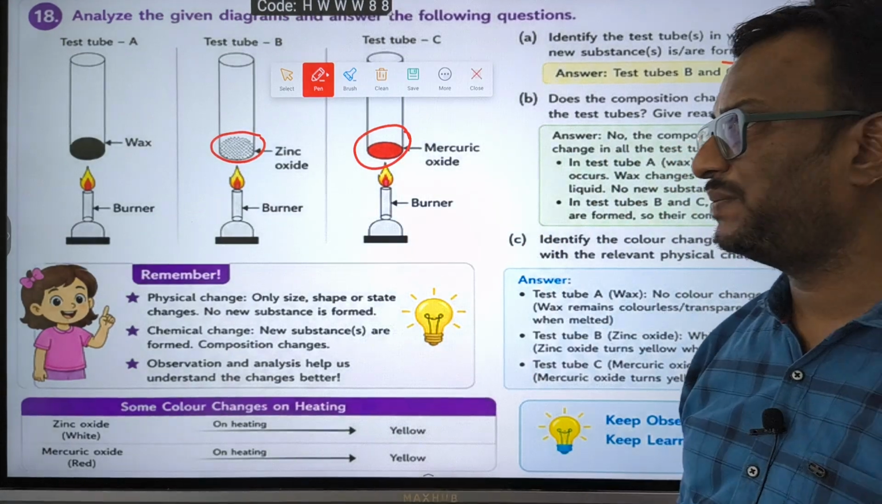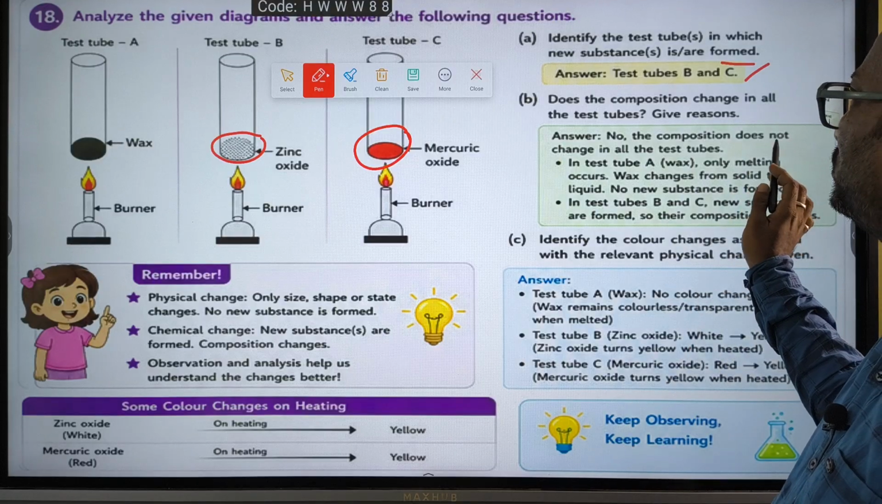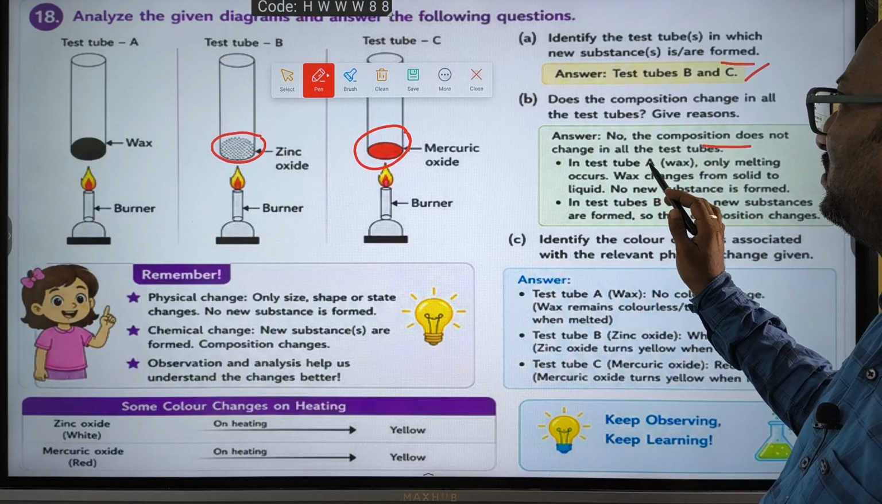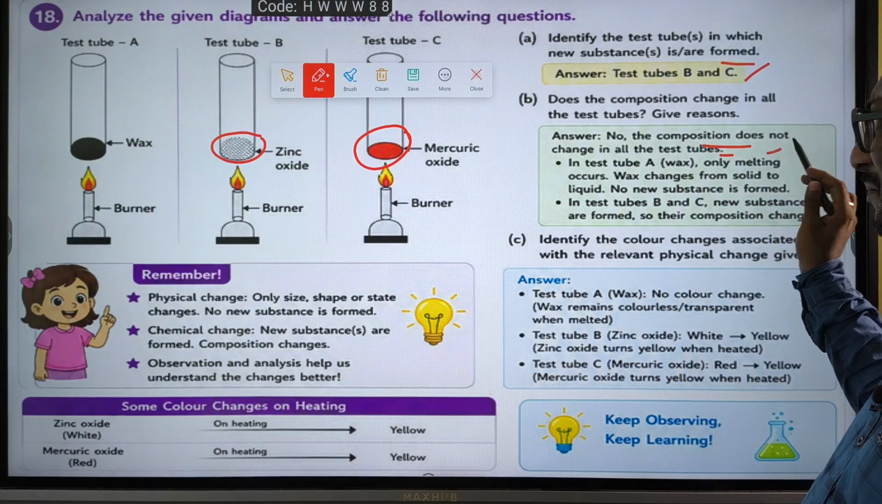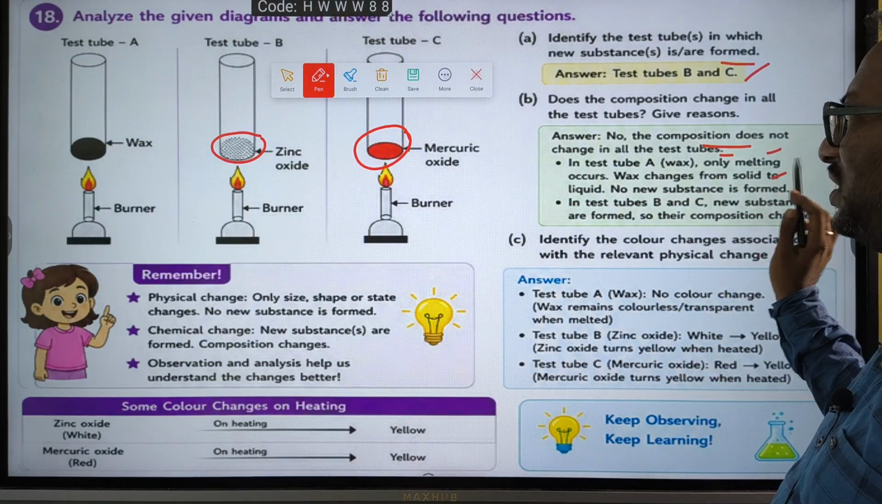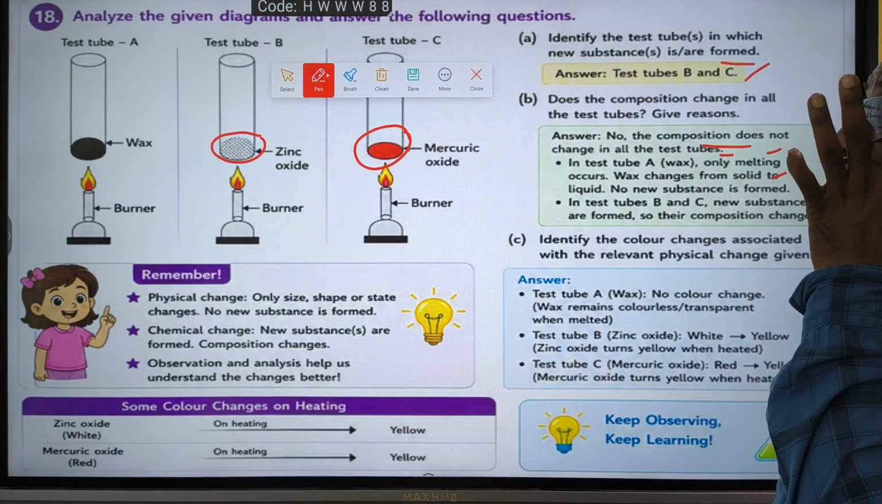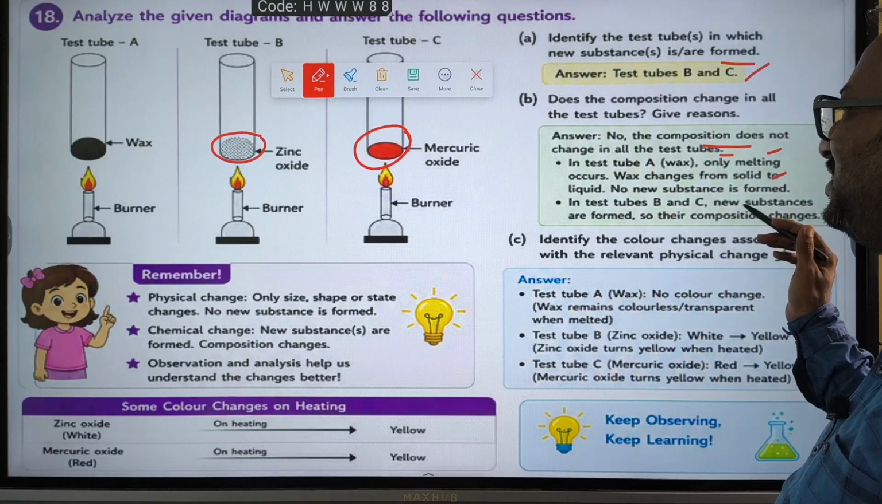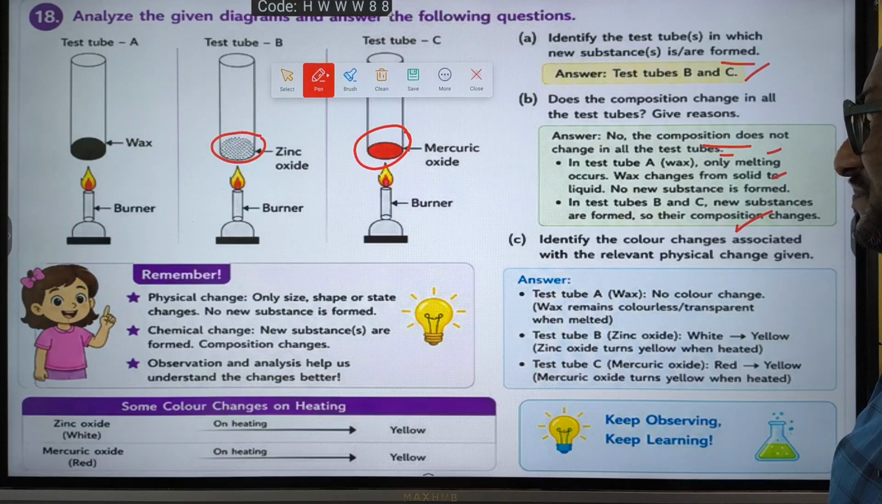New substances are formed. In wax, no new substance is formed. The composition does not change. In test tube A, only melting occurs. Wax changes from solid to liquid on melting. No new substance is formed in test tube A. In test tubes B and C, new substances are formed, so their composition changes.